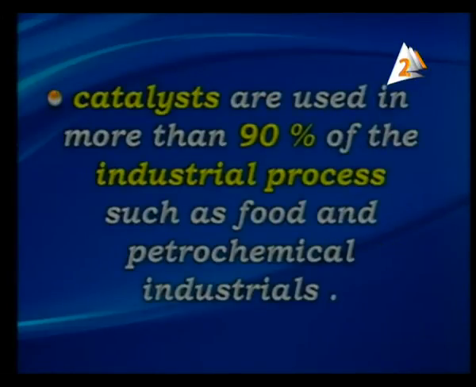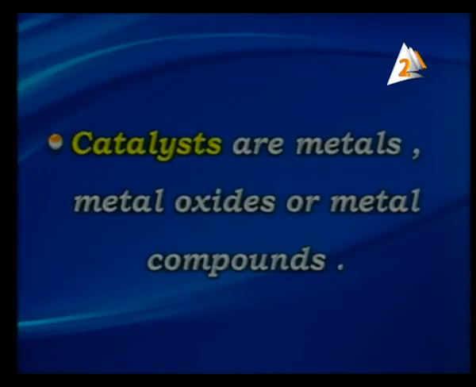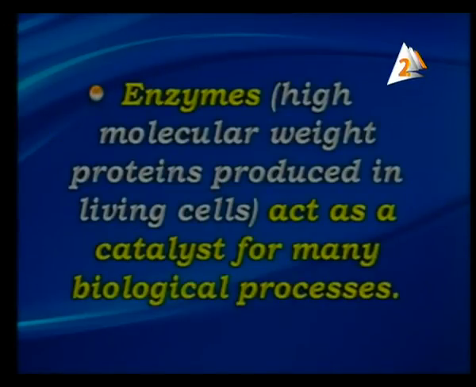Good to see that. Look at this. Catalysts are used in more than 90% of industrial processes, such as the food and petrochemical industries. It's good to mention petrochemicals because the catalyst is a main factor there. Also, catalysts are metals, metal oxides, or metal compounds. So here we have different types of catalysts, different substances used as catalysts in chemical reactions.